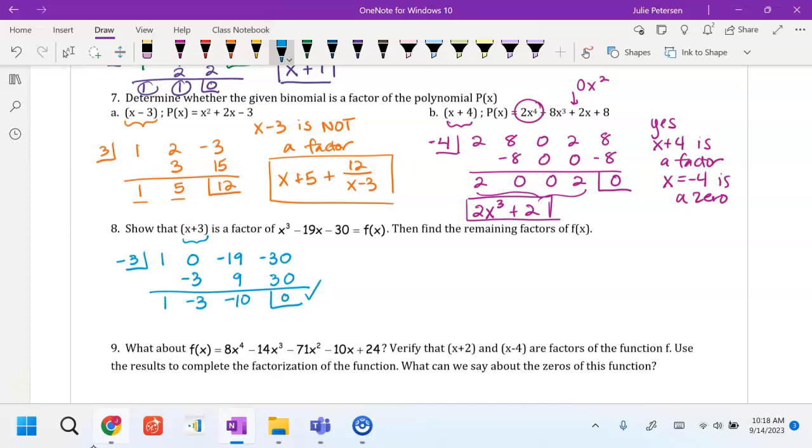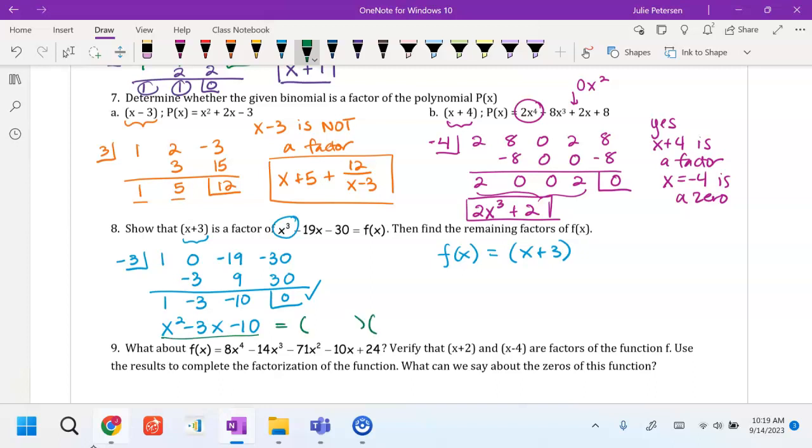Now this 1, -3, and -10 represent coefficients of a quadratic, because we just did one round of division from a cubic. X squared minus 3x minus 10. All right, so let's just take this x plus 3. I'm going to write the whole function. F of x equals, and we were told x plus 3 was a factor, so we knew that.